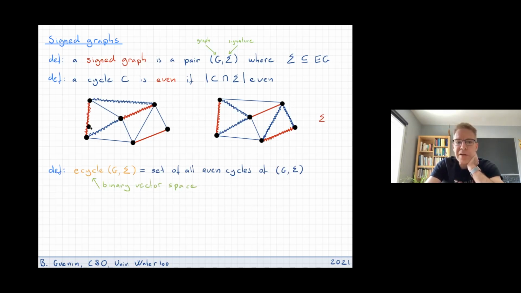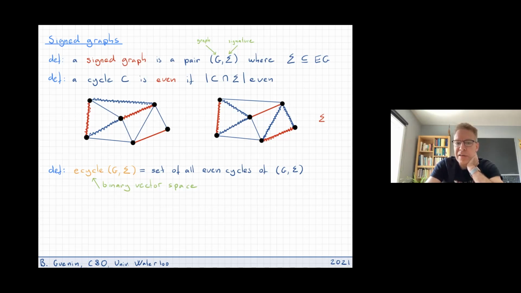So the wiggly edges here form a cycle here. The red edges form my signature. I have two red edges, so two edges in the signature in that cycle there, so that cycle is even, right? And here you get the union of those two triangles there, that forms a cycle, that's an Eulerian subgraph, and you get one edge from the signature here and one edge from the signature here, so the union of those two triangles there is again an even cycle.